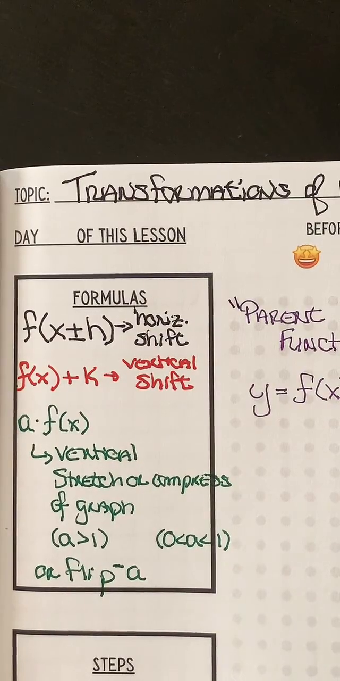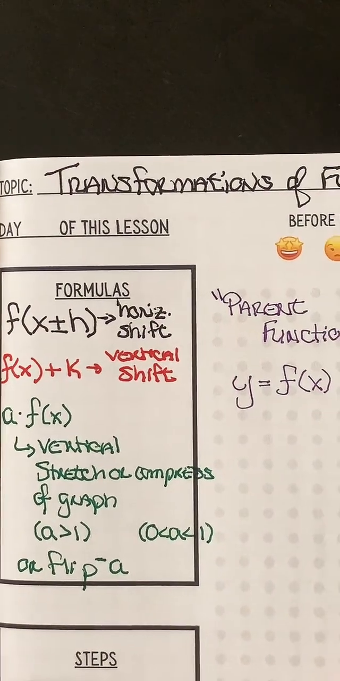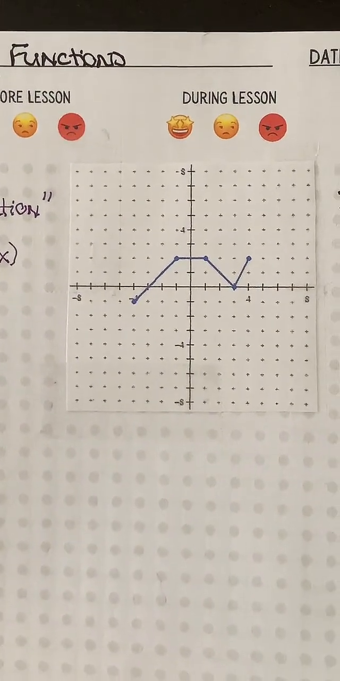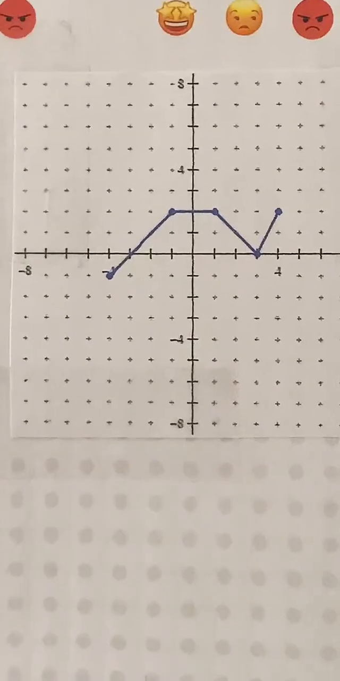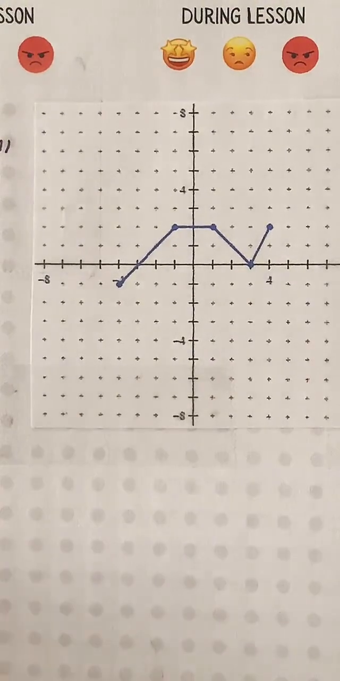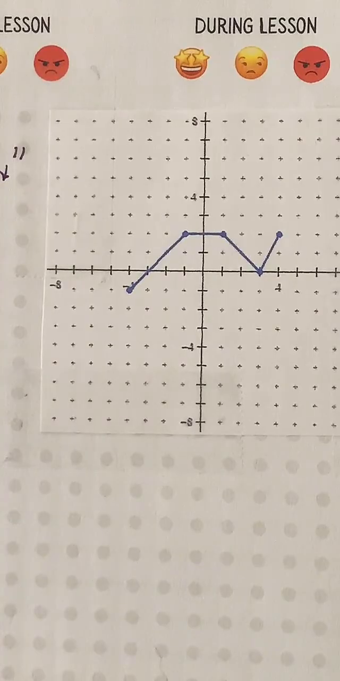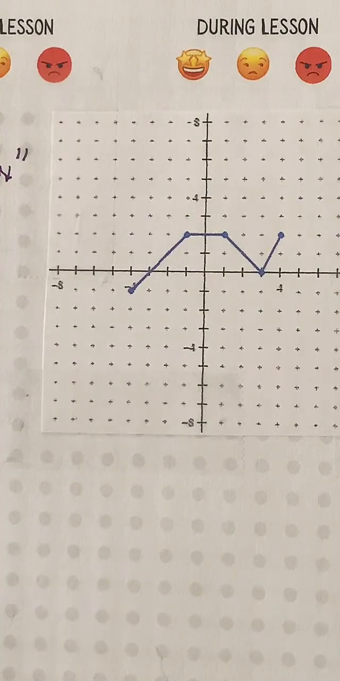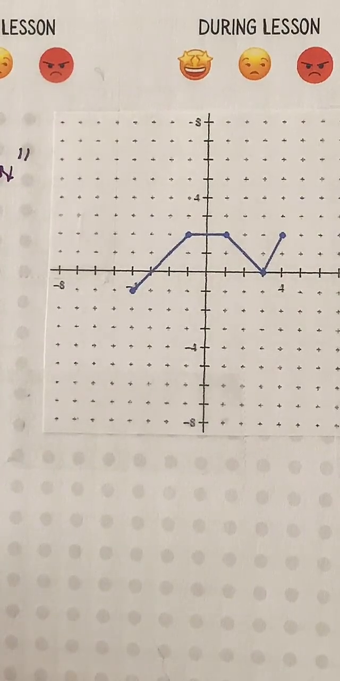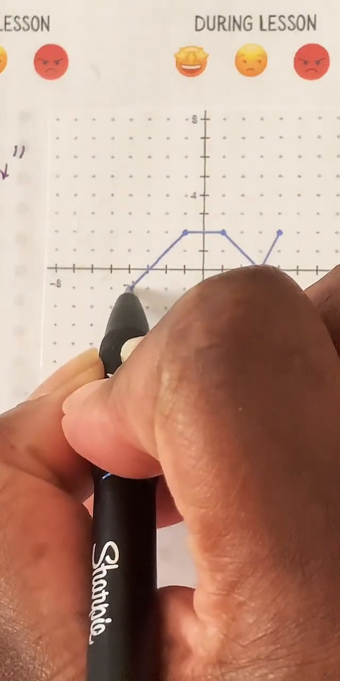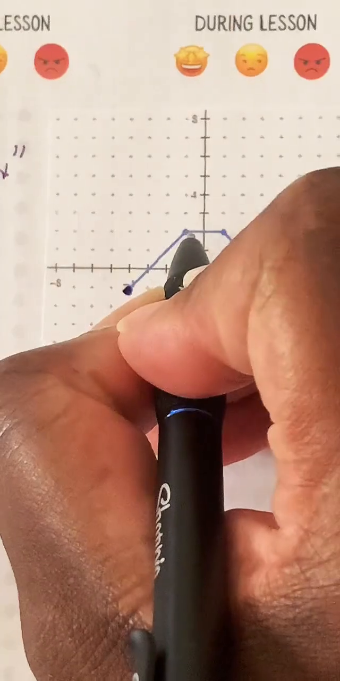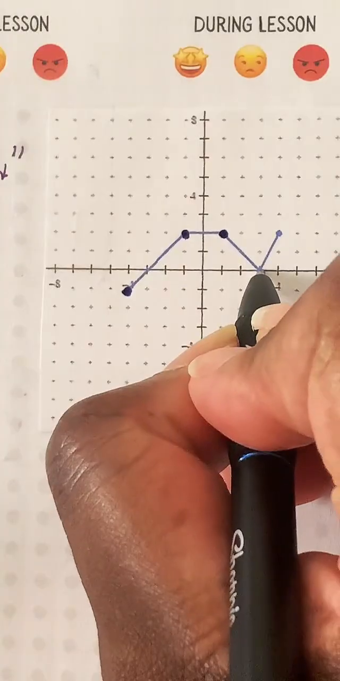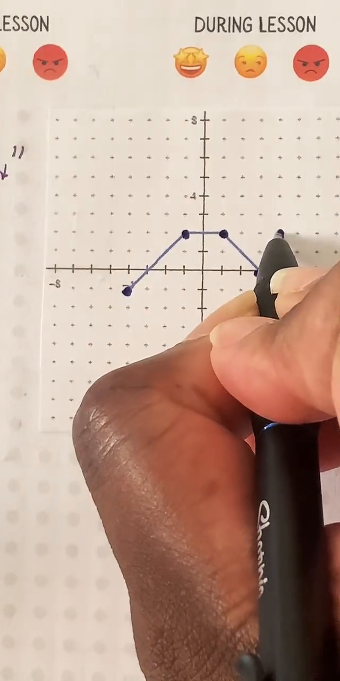So when we take a look, I have a function that's already drawn right here, and I didn't want to pick one. I just wanted to keep it a little generic. But I'm going to show you how you're going to get your different shifts. So first off, if we notice, we have our endpoints. We have 1 point here, 1 point here, 1 point here, here, and here.